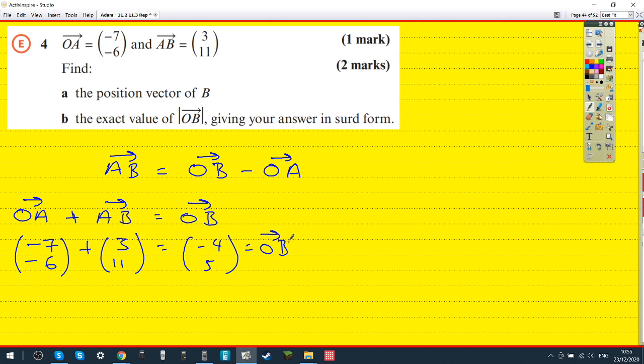Okay, try part B. When squaring a minus, is that in brackets? Would you put brackets around minus 4 and then squared? Yeah, or just make it plus. I did square root of open brackets minus 4 close brackets squared plus 5 squared, which is square root of 41.